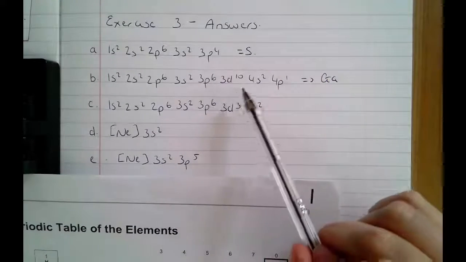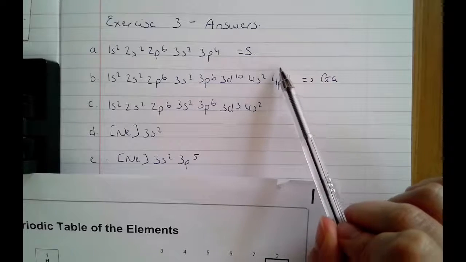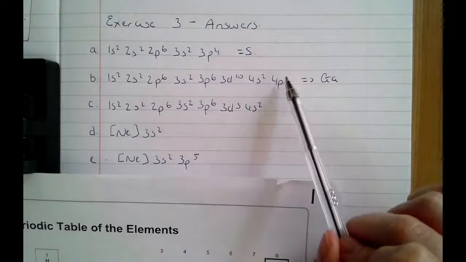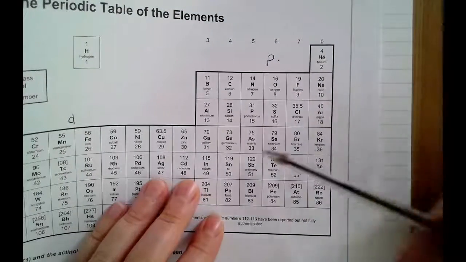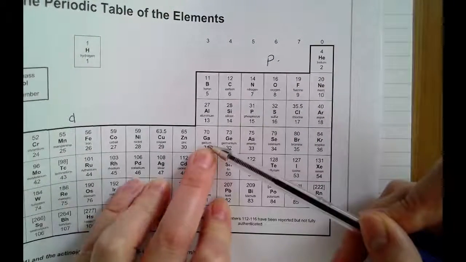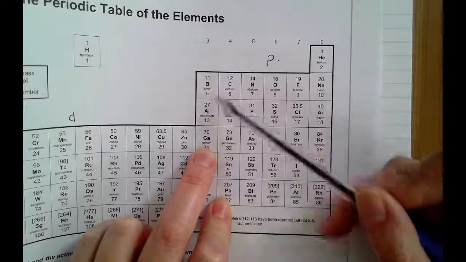Checking its position, I see it must be in period 4 because there are 4 energy levels. And it must be a p block element with just 1 p electron. Period 1, 2, 3, 4, and gallium is my first p element in period 4. So it's got 1 p electron there, gallium.